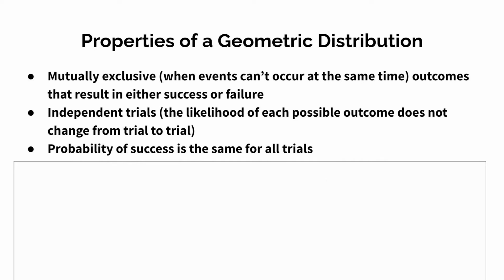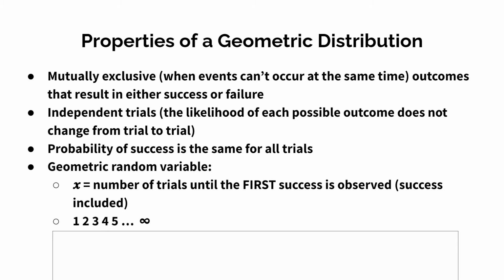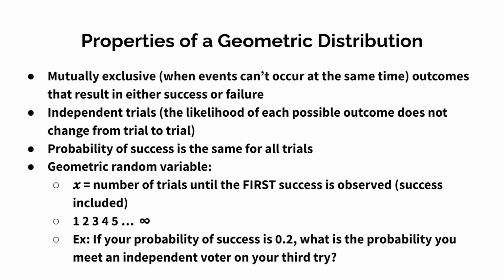For our geometric random variable, we'll use x to represent the number of trials until the first success is observed. Don't forget that the success is included. An example of how a geometric distribution question might be asked could be, if your probability of success is 0.2, what is the probability you will meet an independent voter on your third try?